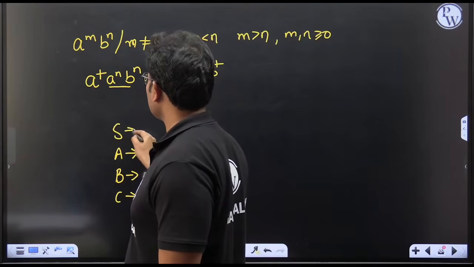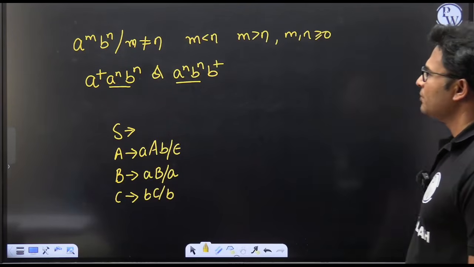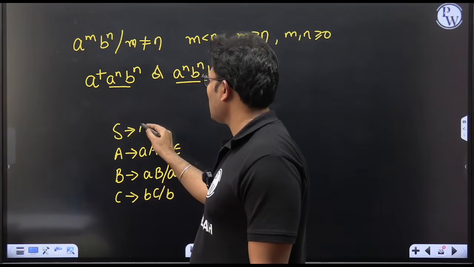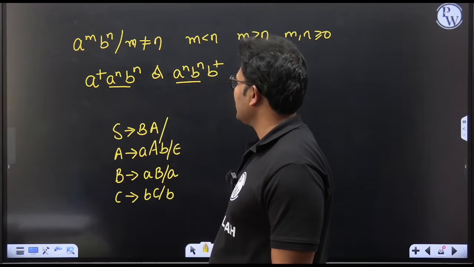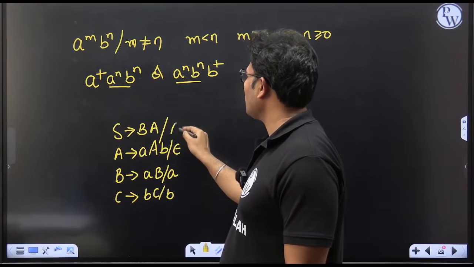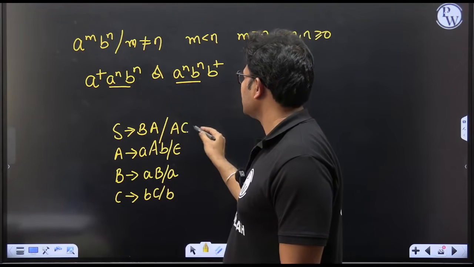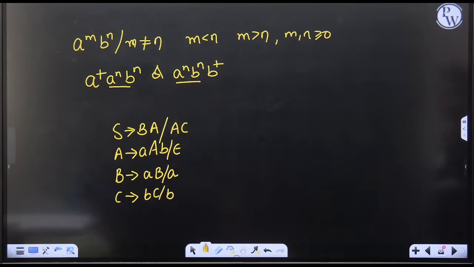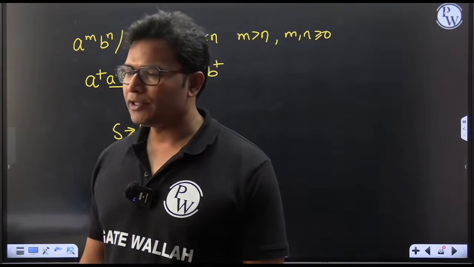S derives a plus followed by a power n, b power n. Or S derives a power n, b power n followed by b plus, which is C. Okay? We will see more examples.